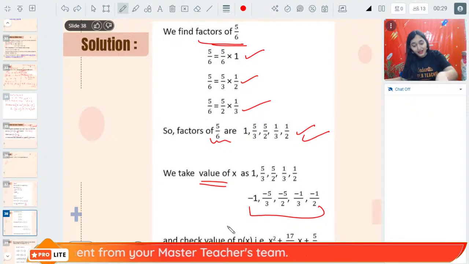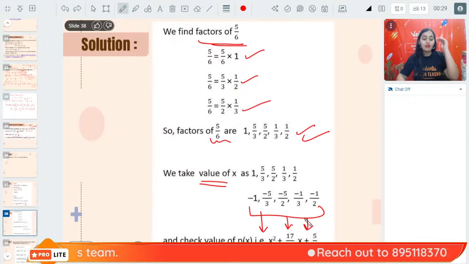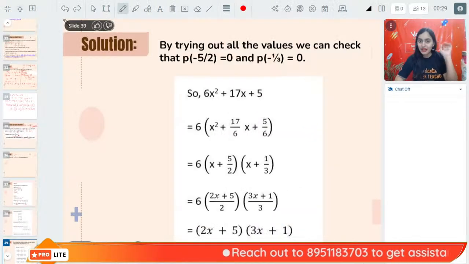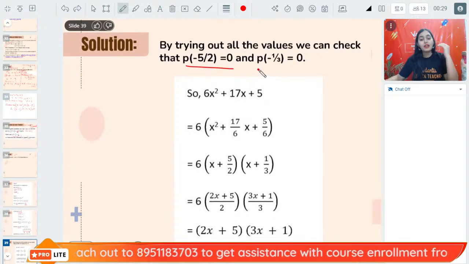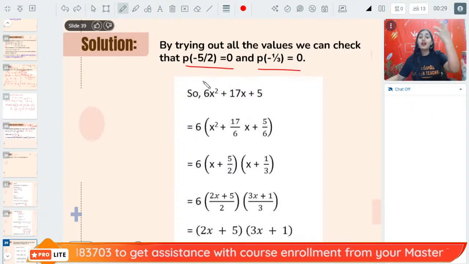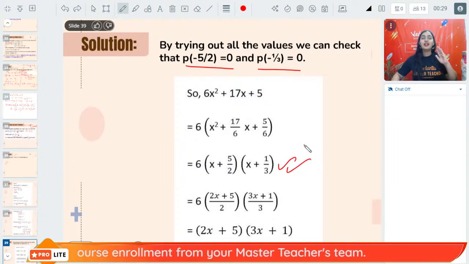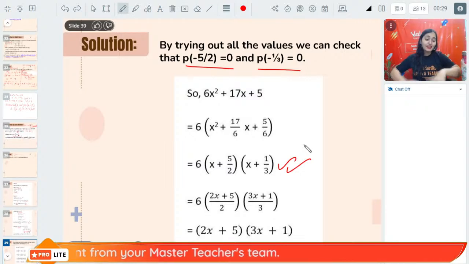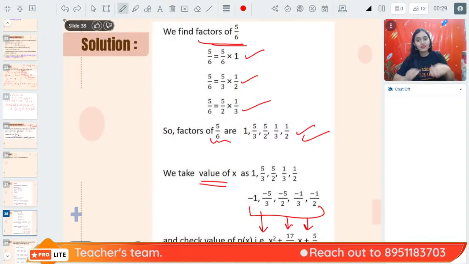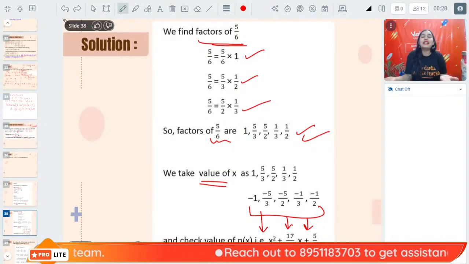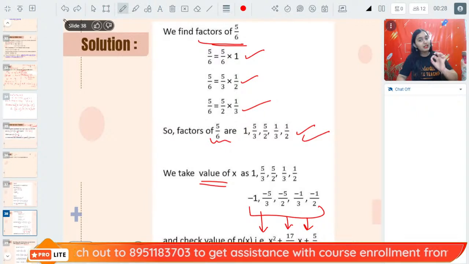Now by trial and error, that is by factor theorem, we will put the value in this polynomial and we will find the value for which the expression is becoming 0. Now after trial and error, we have found out p(minus 5 by 2) is 0 and p(minus 1 by 3) is 0. Therefore, now we will put them in the formula and we will get the factors of this polynomial. Now this method is very long and very unnecessary. Like, you are actually doing here splitting the middle term, but you are just naming it as factor theorem. So this method is not at all required, very unnecessary method. Splitting the middle term is the best method.